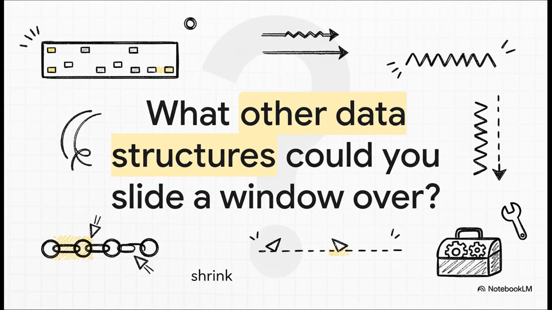So, we've seen just how powerful the sliding window is for strings, but the core pattern itself, these 2 pointers defining a dynamic chunk of data, is so much more general than that. Which leads to one final thought. What other things, like arrays or lists, could you apply this very same expand and shrink logic to? Once you see that, this technique stops being a trick for strings and becomes a fundamental tool in your entire problem-solving arsenal.